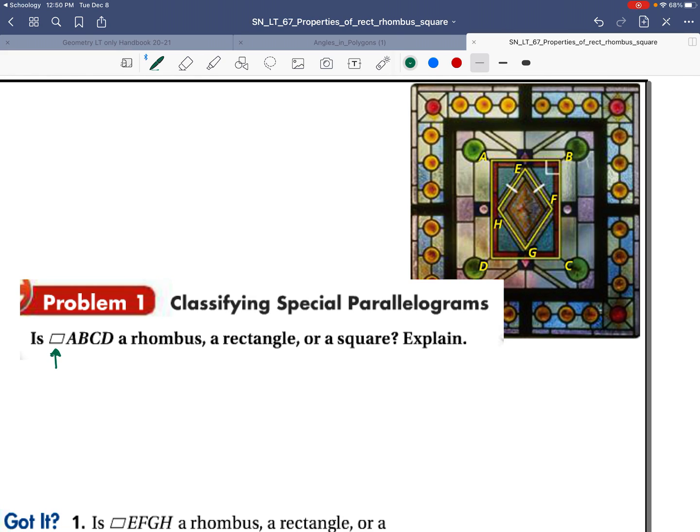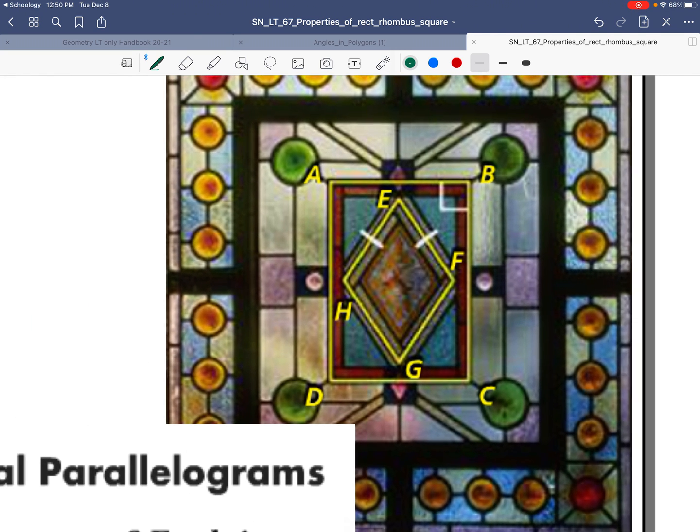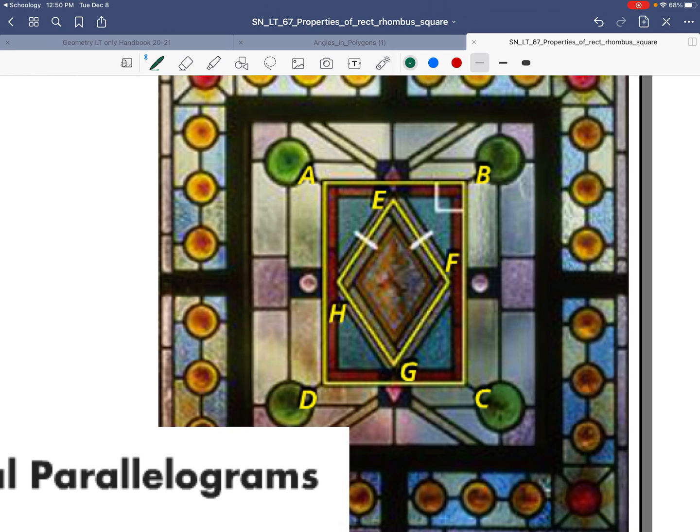Is parallelogram ABCD a rhombus, rectangle, or square? So we're looking at ABCD. What I've got here is B is given as a right angle. Because ABCD is a parallelogram, I know opposite angles are congruent. So D is also 90. Now I also know consecutive angles are supplementary. So if this is 90, then this has to be 90 because they add up to be 180. And opposite angles congruent, so I do have all 4 right angles.